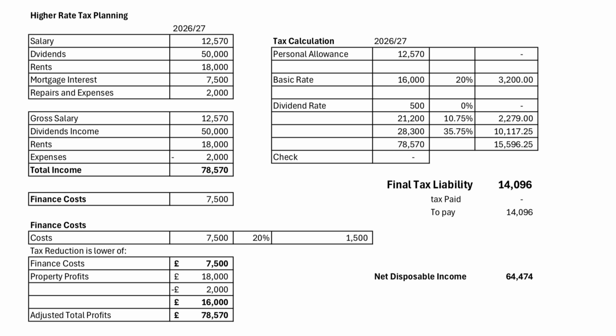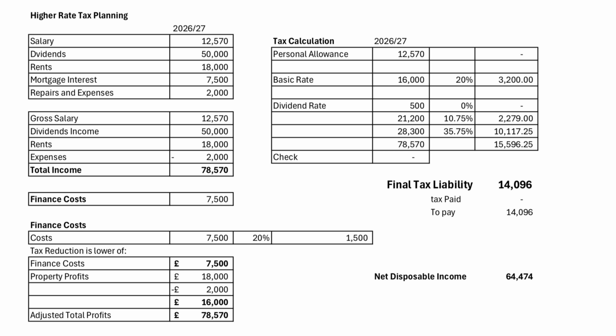So our 15,596.25 has 1,500 taken off to give us a total of 14,096, which is our tax payable on our 78,500 income. So this in effect gives us a net disposable income of 64,474, or around the 64,500 mark. So it's not too bad an amount of tax to be paying for that income. However, it is slightly lower net disposable income, slightly higher tax, with the additional 2% on those dividends.